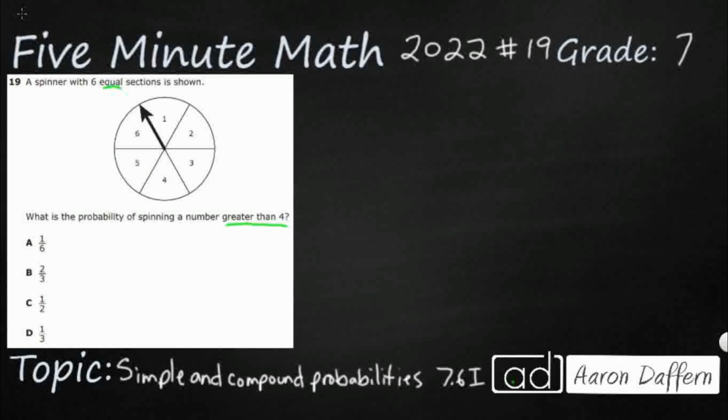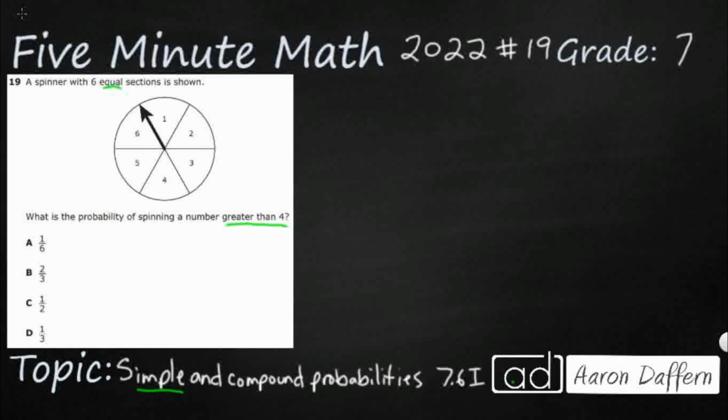Seems pretty simple. This is definitely a simple probability. When we're looking at a compound probability, that means there's more than one option. So that might be spinning a number greater than 4 and then spinning a 3. And you have to do both of those things in order to meet the requirements. That's compound. Simple, you're just doing one thing, spinning a number greater than 4.